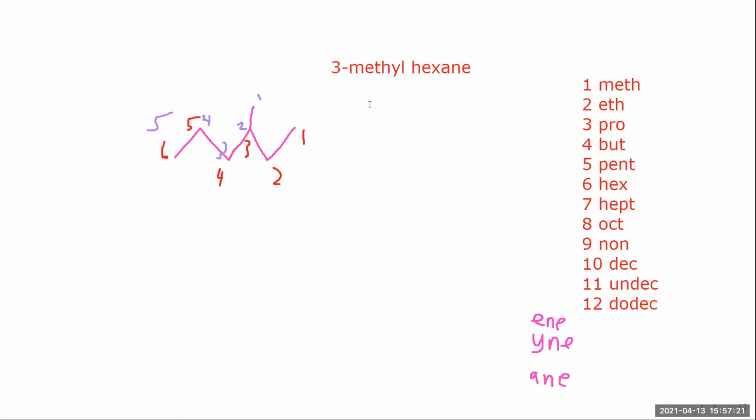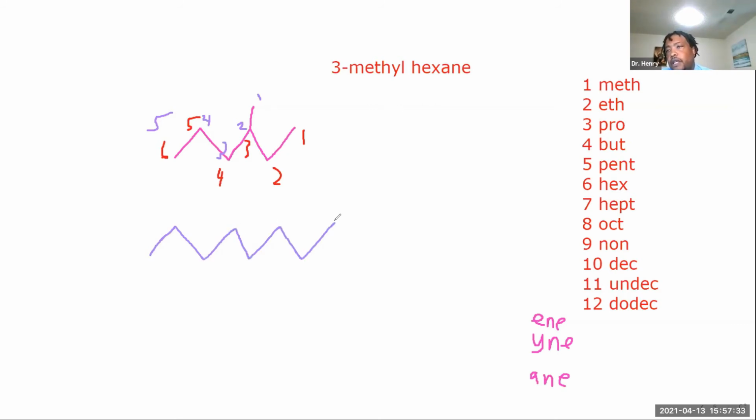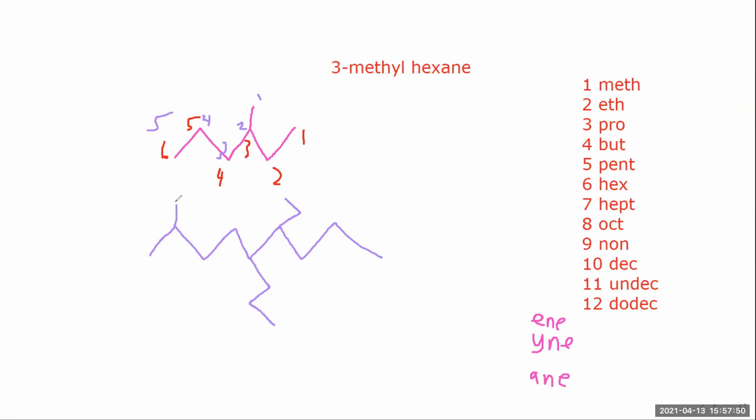Why methyl? Because there's only 1 carbon hanging off. So if I have 2 carbons hanging off of it, let's say I have this one, and this one, 1, 2, and this one, 1, 2, 3, and this one. Okay, that's way off, but all right.